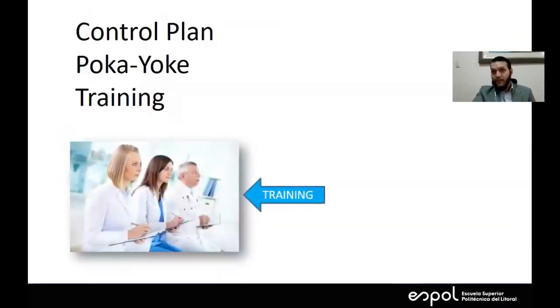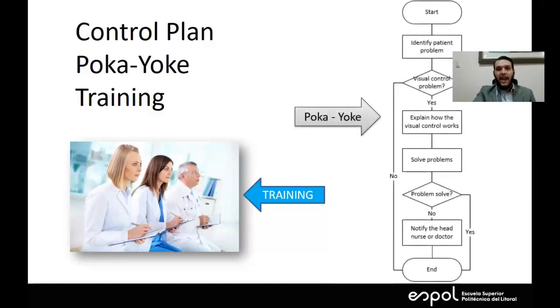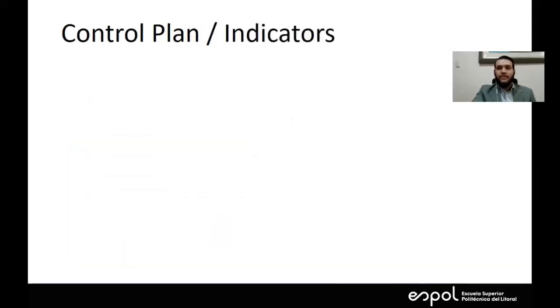So to carry out the control plan, communication is very important. First, the training of all administrative and medical personnel so that they know the new operation, and also a visual aid of what to do if something does not work in the new visual system, which finally ends up notifying the chief of staff.